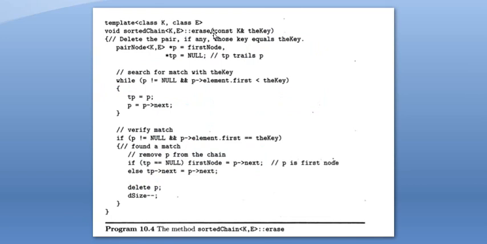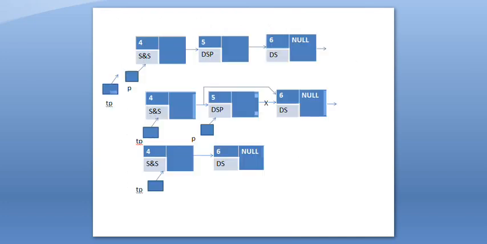You have sorted chain erase, constant k, the key. So now the key value is 5. 5 is the key which you are going to search. Here you don't have a pair, you just have a value, the key value 5. So first, as addressed previously, create two pair nodes, star P and star TP. P is a pointer pointing to a pair node, and TP is also a pointer pointing to a pair node. First P is connected to the first node, it is pointing where first node points. TP is not pointing to any of the nodes, so it is null.